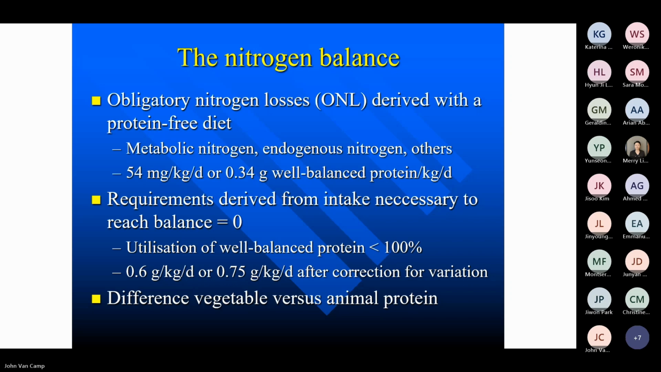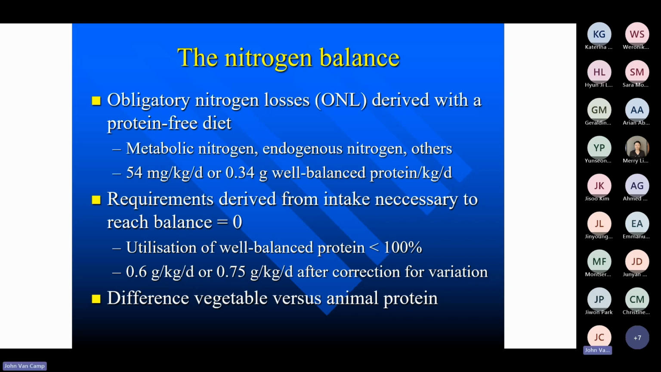urine. The total amount there is 54 milligrams per kilogram body weight per day, or if you convert it into protein, it becomes 0.34 grams of well-balanced protein per kilogram body weight per day, which is equivalent mostly to an animal-based protein like milk or meat. So not plant-based, it's mainly animal-based.